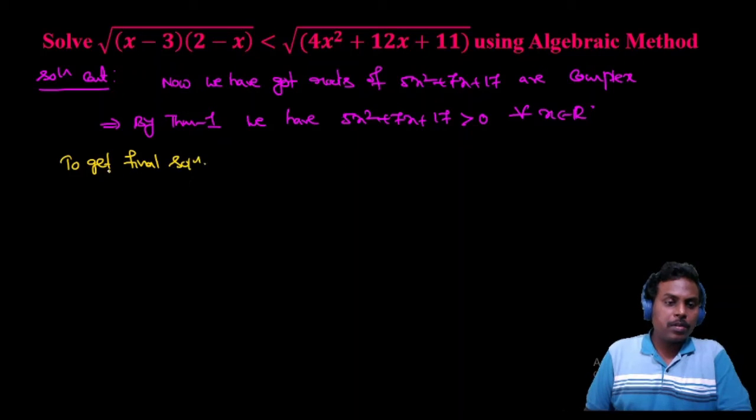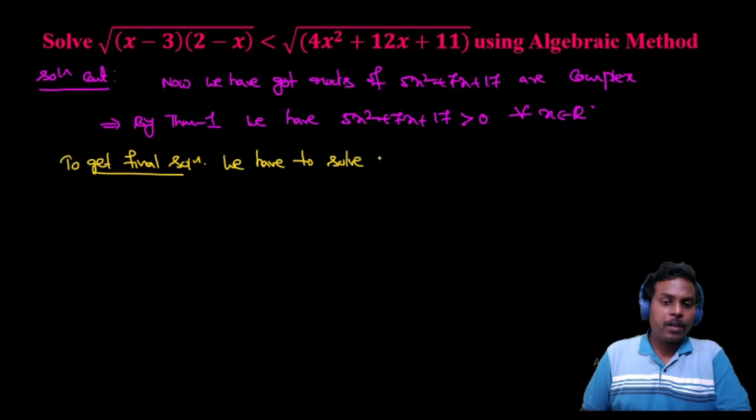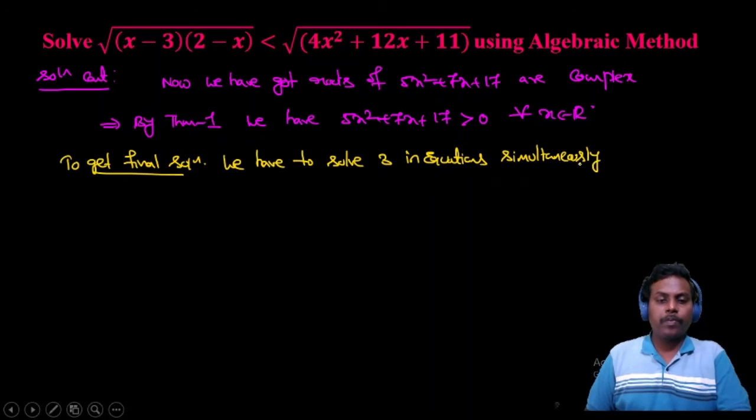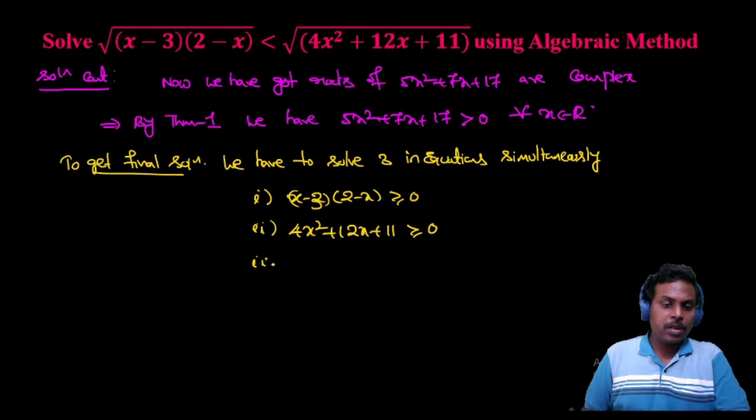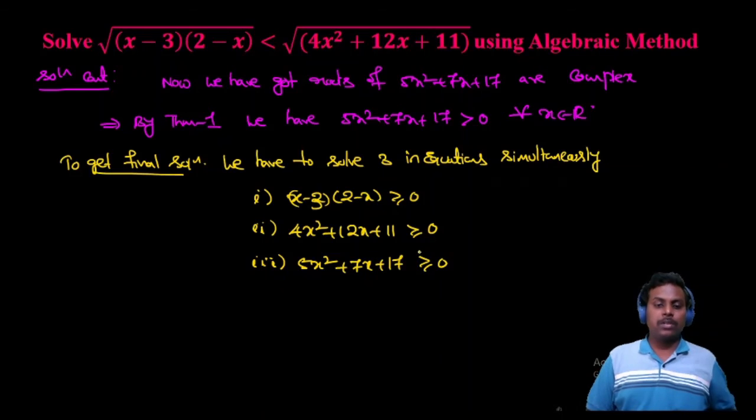Okay, to get the final solution, we have to solve three inequalities simultaneously. The first one is (x minus 3) into (2 minus x) is greater than or equal to 0. The second one is 4x square plus 12x plus 11 must be greater than or equal to 0. And the third one is 5x square plus 7x plus 17 is greater than or equal to 0.